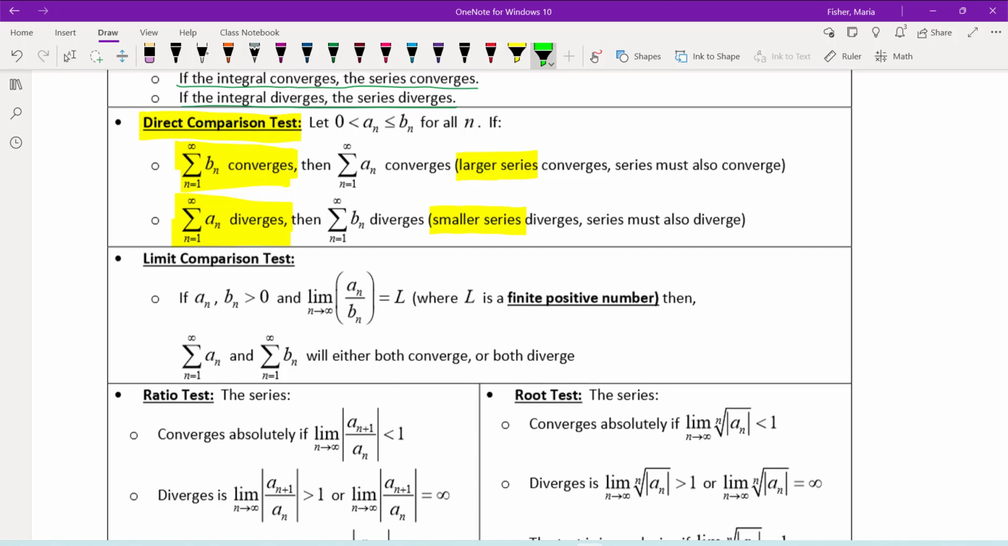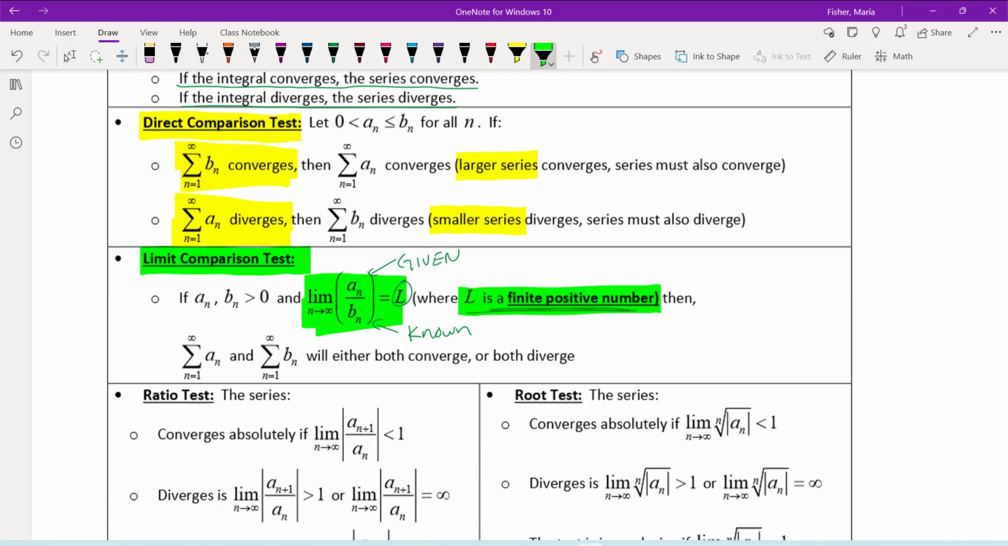The limit comparison test also had us determining what we would want to compare our series to. And once we did that, we had to take the limit as n goes to infinity of our given series divided by what we're comparing it to, our known series. And if we ended up with L, where L was a finite positive number, then whatever our known series did, our series does. So they either both converge or both diverge.